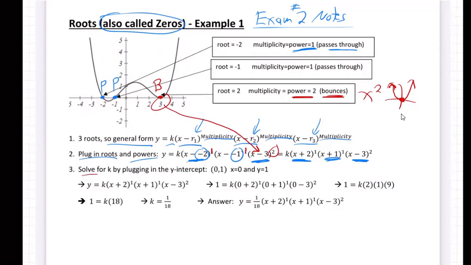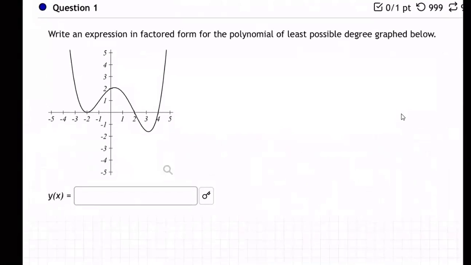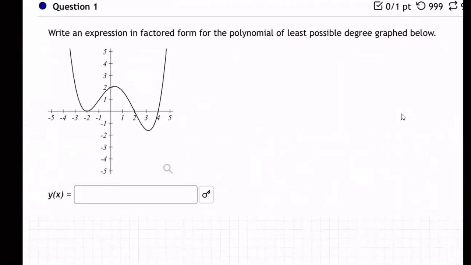And then the final step: solve for k by plugging in the y-intercept. All right, let's do it. And so on this question, let's grab the 0. So it's going to be y equals k.